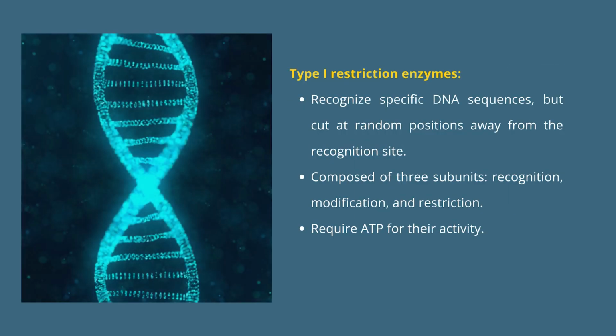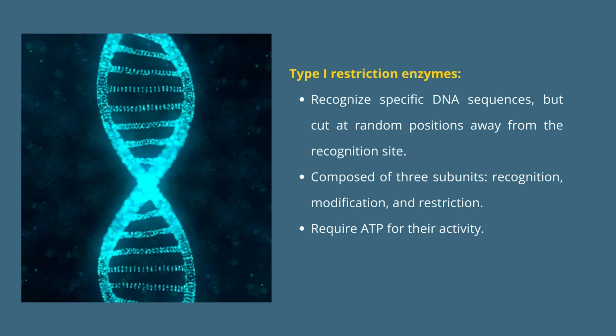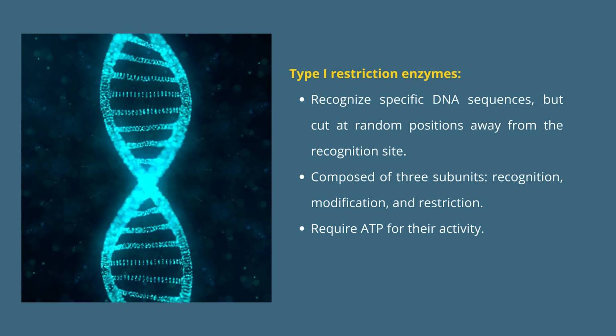Basically, we can divide the restriction endonucleases into three different categories: type 1, type 2 and type 3. Type 1 restriction enzymes recognize a specific DNA sequence, but cut at random positions away from the recognition site. They are composed of three different subunits: the first is recognition, the second is modification, and the third is restriction. It is also an active process, because it requires ATP for its activity.